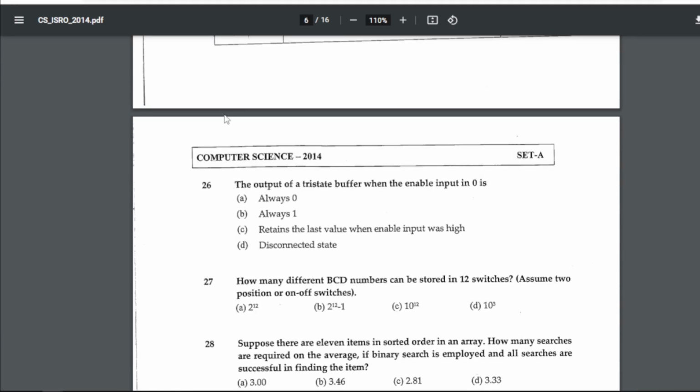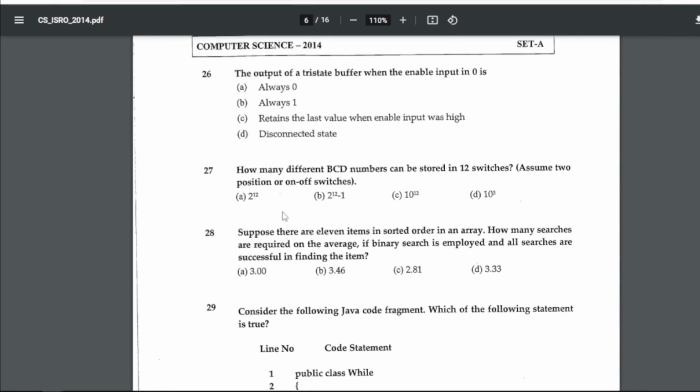Question number 26 is the output of a tri-state buffer when the enable input is 0 is what? So for this the output will be disconnected state, right? So the disconnected state will be the output of a tri-state buffer when the enable input is 0.